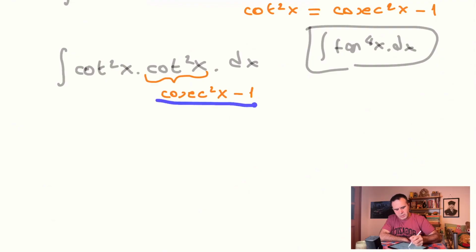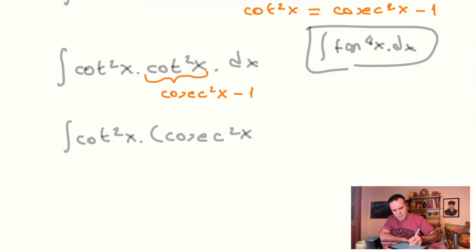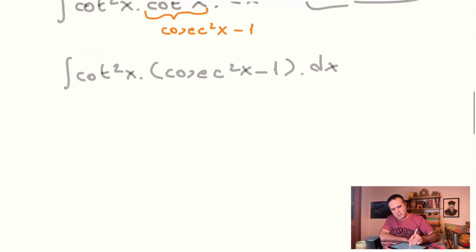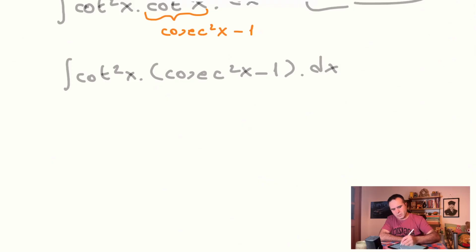Okay, we say cosecant square of x minus 1 instead of this. Then this integral becomes cotangent square of x times cosecant square of x minus 1 dx. Then we will multiply them.